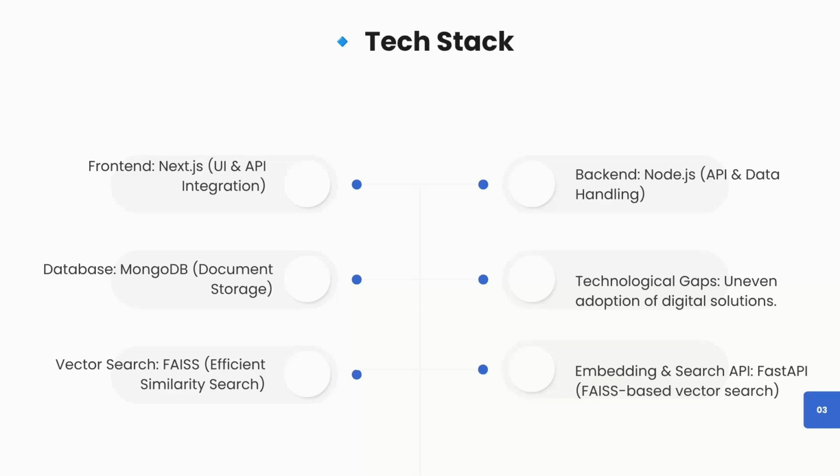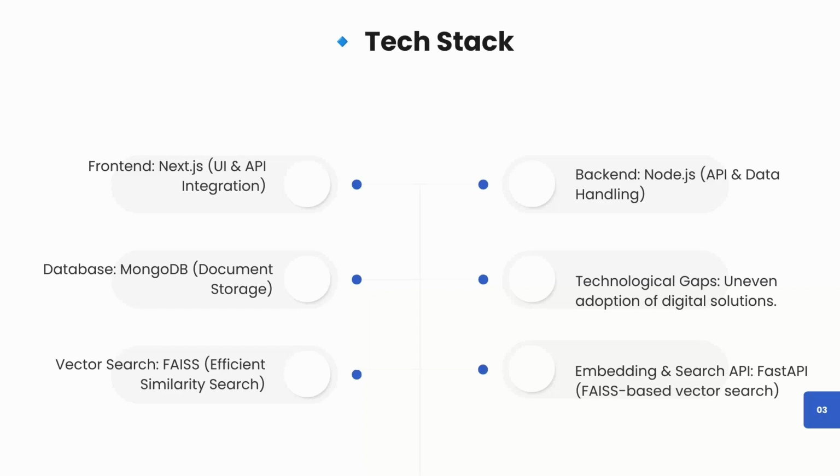Search and API: FastAPI manages FAISS based vector search and the embedding AI model, Llama 3.2, which is fine-tuned with oncology research papers to generate high-quality responses. This tech stack ensures the system is efficient, scalable, and accurate. This process delivers oncology research insight.